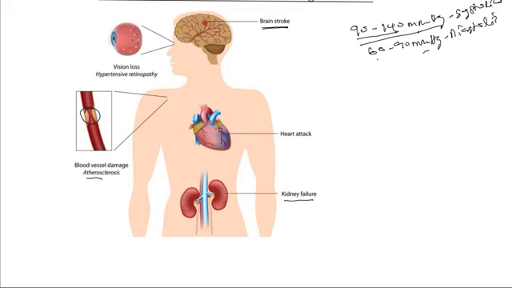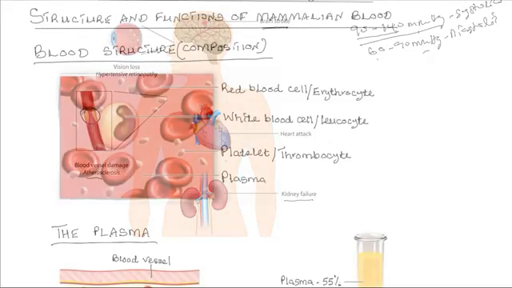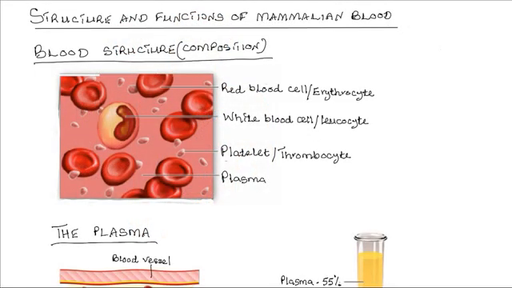And in this plasma, there are suspended several types of cells and fragments of cells. The chief function of the blood is to transport oxygen and food materials to the tissues and remove carbon dioxide and other waste materials from the tissues to their sites of excretion.